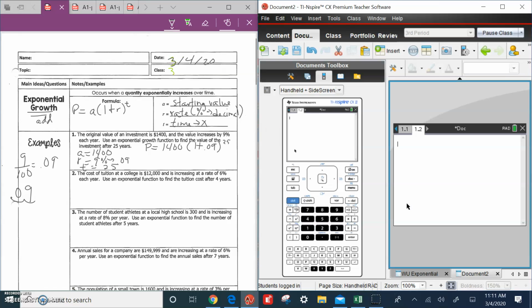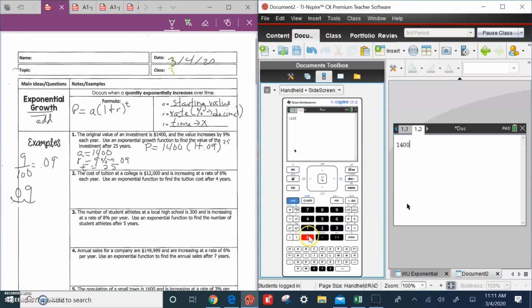I'm going to open a calculator page. We're going to put 1,400, parentheses, 1 plus 0.09 raised to the 25. Careful though, because that only shows me 0.3. But if you click on it and hit enter, you actually see the whole value. Since it's money, we want the 31 cents.